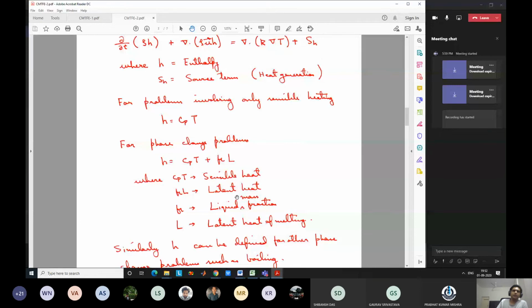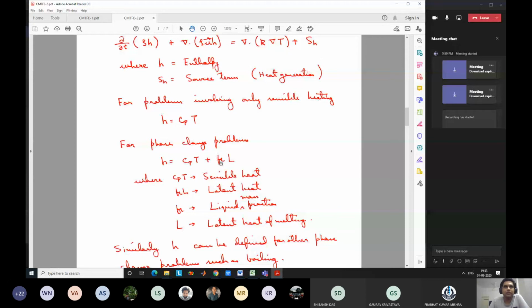Whenever you define enthalpy, there is no fixed or absolute value of enthalpy. It is with respect to some reference value. Why this reference is important, I will come to your point later on, but first let me explain. So it is in terms of some reference value. For example, in this case, we are taking the reference that in solid the latent heat is 0. So from that reference point, in the liquid the latent heat is L, the latent heat of melting.